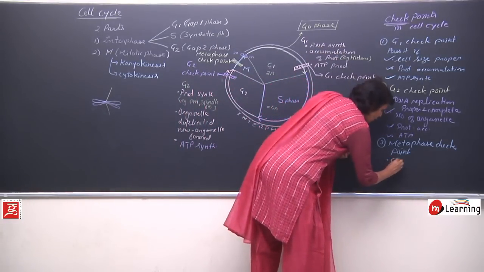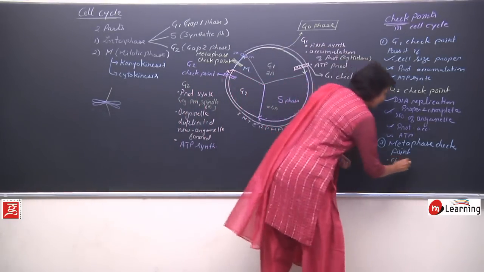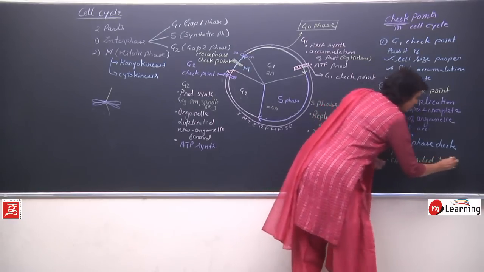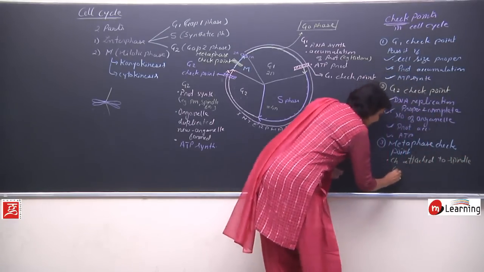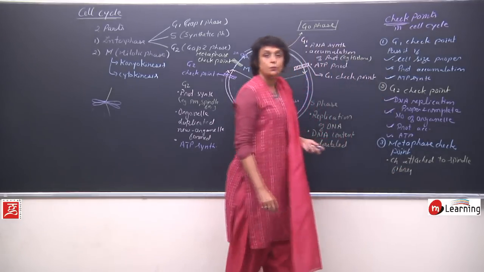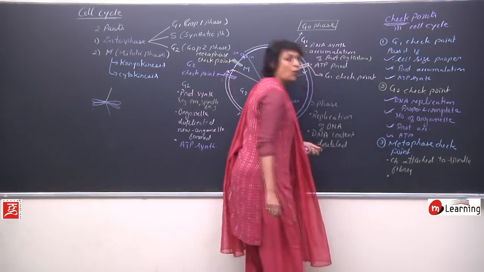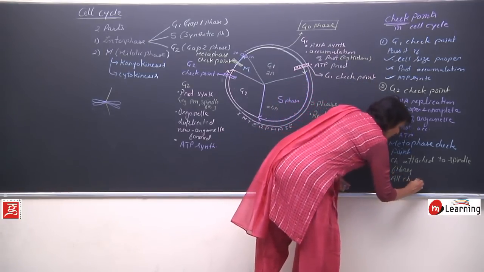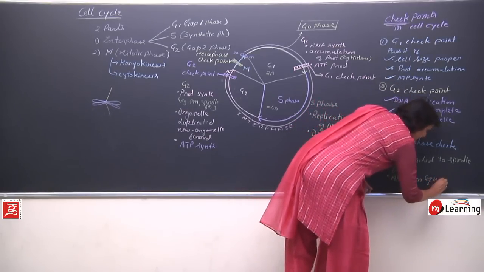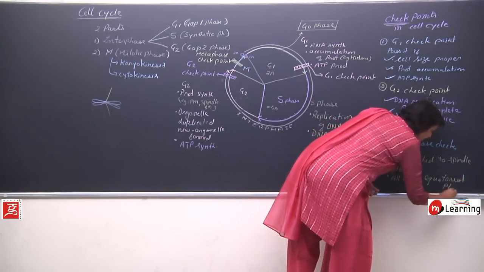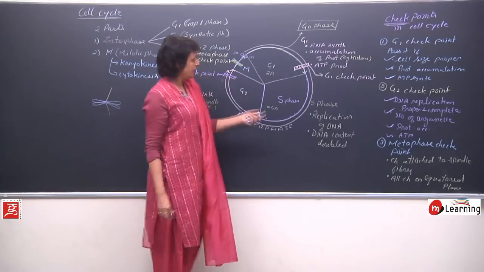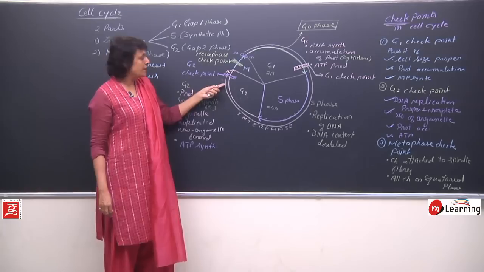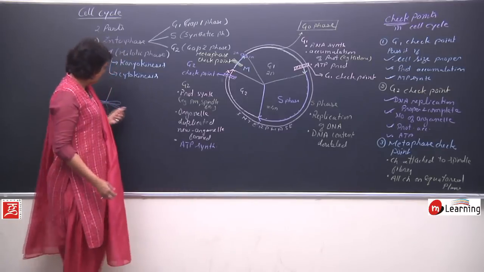So what is checked at the metaphase checkpoint is this one point. Are chromosomes attached to the spindle fibers? Is this attachment proper or not? And second, are all chromosomes on the equatorial plane? If these two things are done, then it crosses the third checkpoint. So there has to be a checkpoint, otherwise there would be some kind of problem in the chromosome separation.